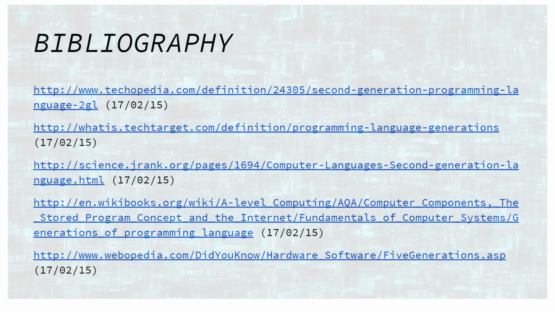Now, second generation languages shouldn't be seen as being particularly easy. You had to know a lot of mnemonics and understand a lot of command line interface instructions, which is not as user friendly as third generation languages or even fourth generation languages. But they're certainly easier than first generation languages.